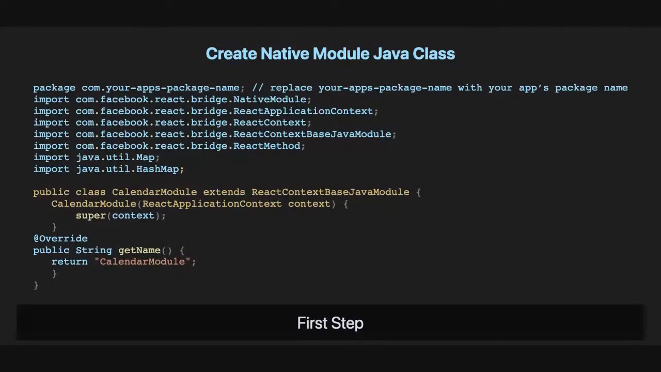It's a simple Java class, public class CalendarModule, which is extending the ReactContextBaseJavaModule. This is the getName method which we have to override. This is a very important one, where we are returning the test string. This string will be used on the JavaScript side to communicate via the bridge with this module.